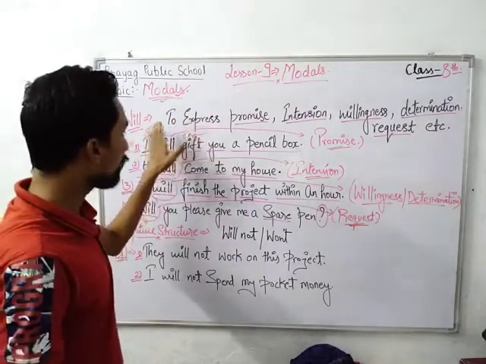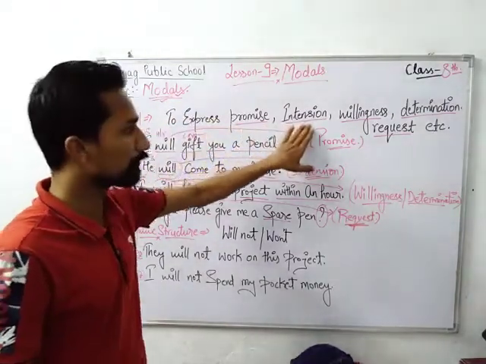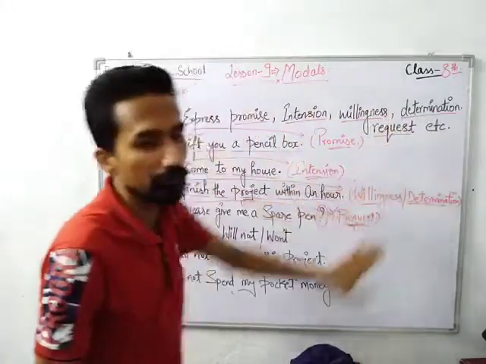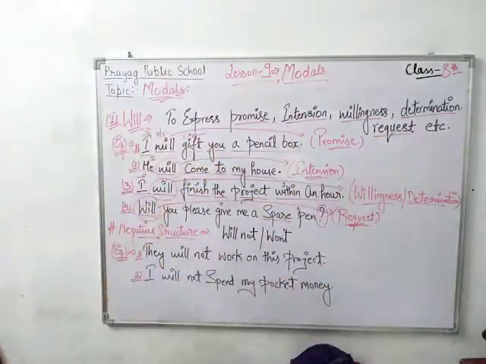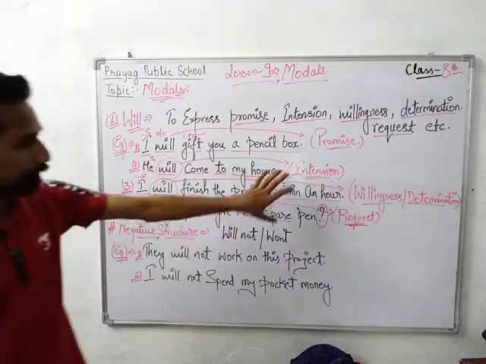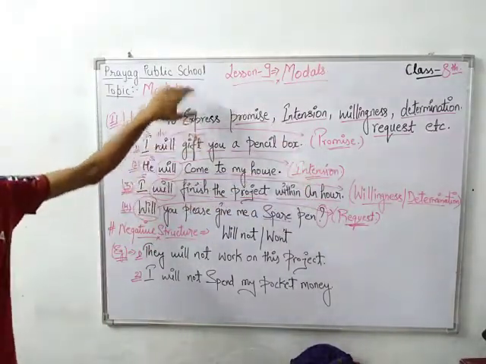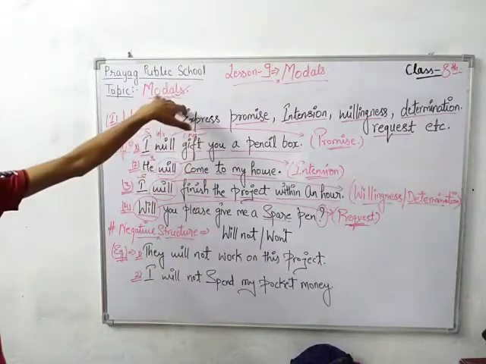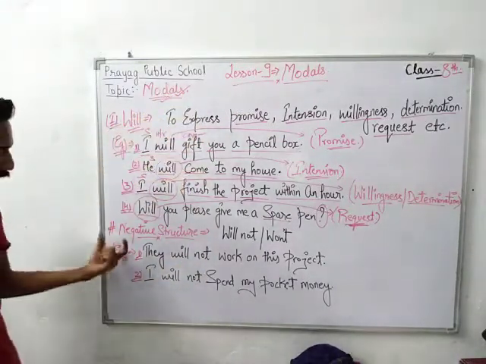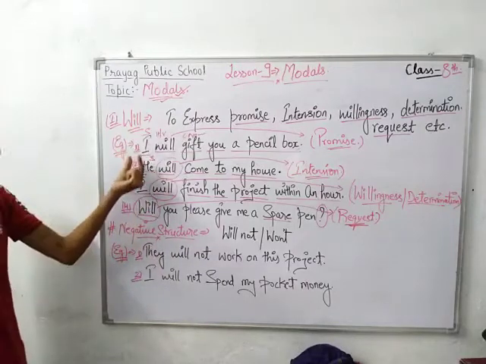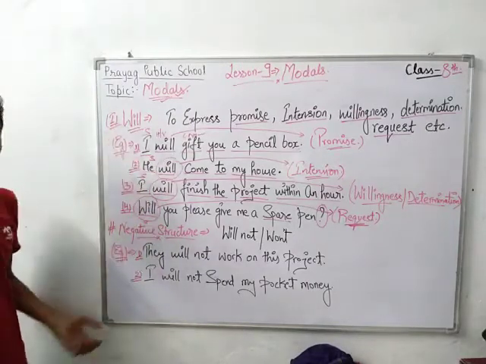So this will not only expresses promise but also intention, willingness, determination, and request. Right. So you can see in this example how this will acts when it falls under the category of modal, right? So let's see the negative structure of this will, which is acting as a modal.